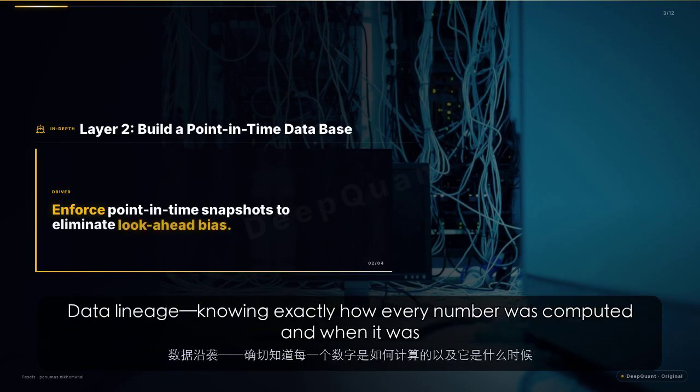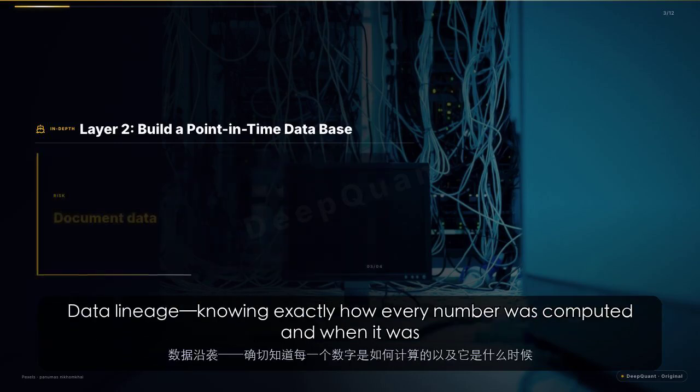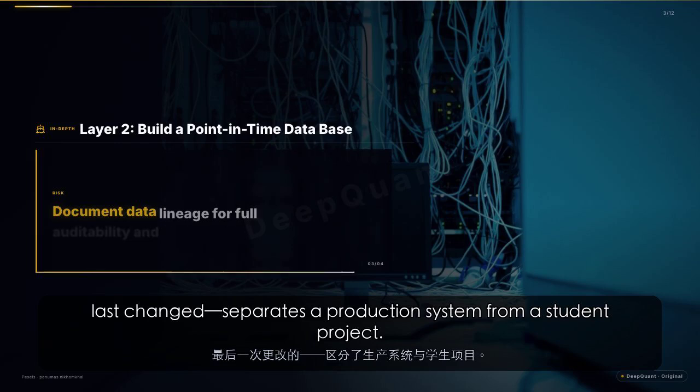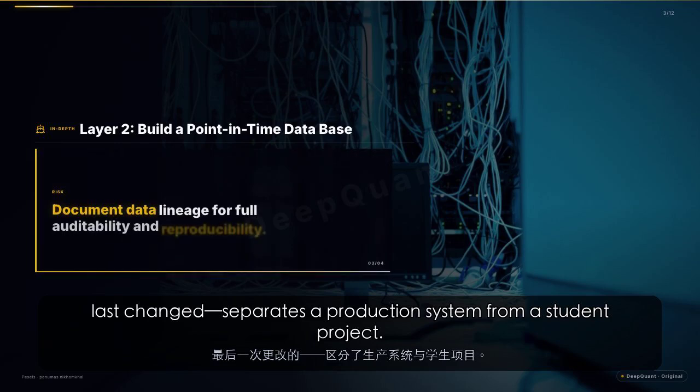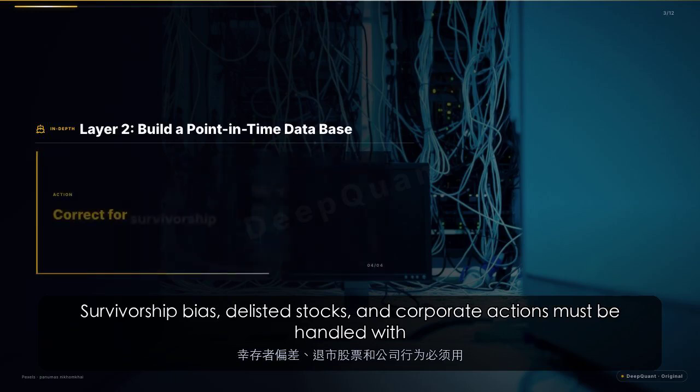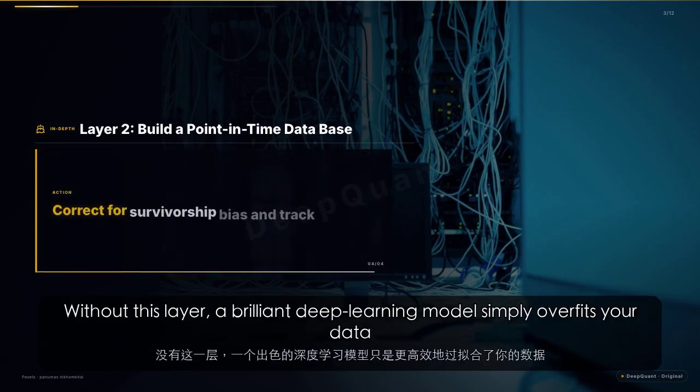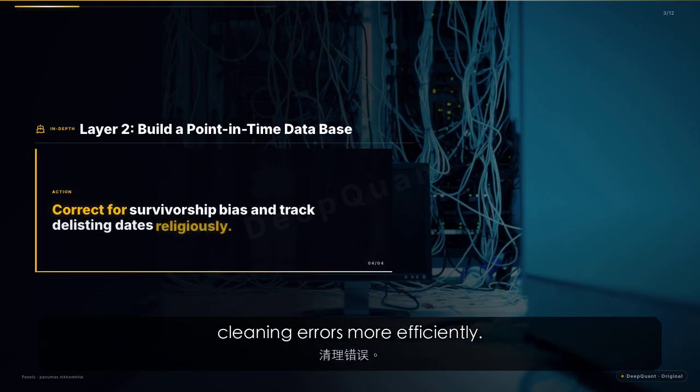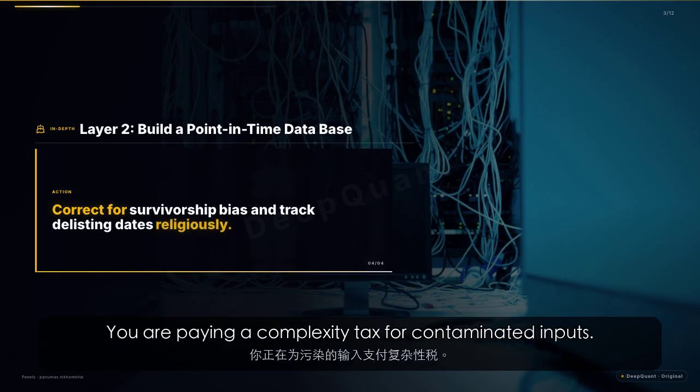Data lineage, knowing exactly how every number was computed and when it was last changed, separates a production system from a student project. Survivorship bias, delisted stocks, and corporate actions must be handled with rigor. Without this layer, a brilliant deep learning model simply overfits your data cleaning errors more efficiently. You are paying a complexity tax for contaminated inputs.